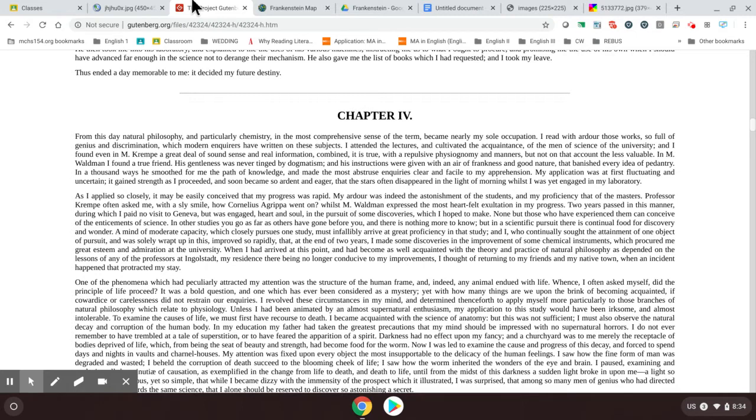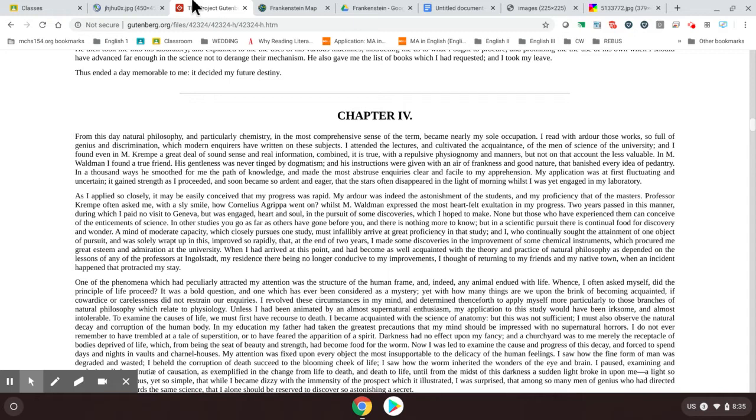And the question becomes why? What's the motivation there? Is it just that you really, really like it? And that's not necessarily the case. Towards the middle of the first page of chapter 4, in my copy on page 31, it says, "The stars often disappeared in the light of the morning while I was yet engaged in my laboratory."